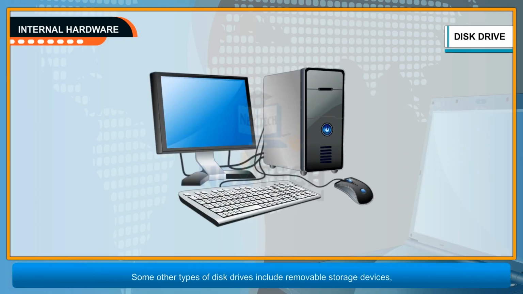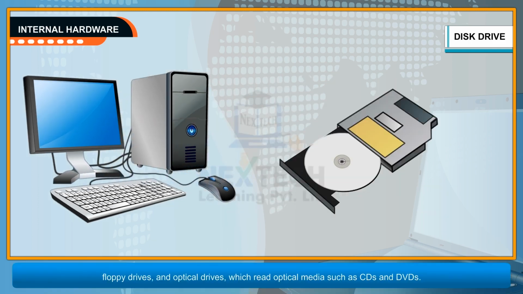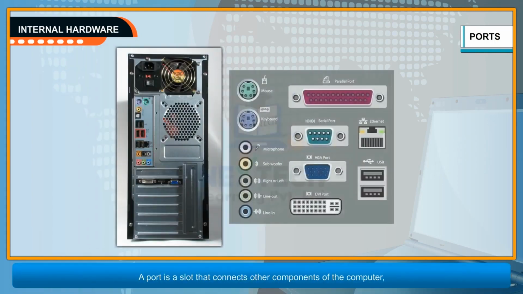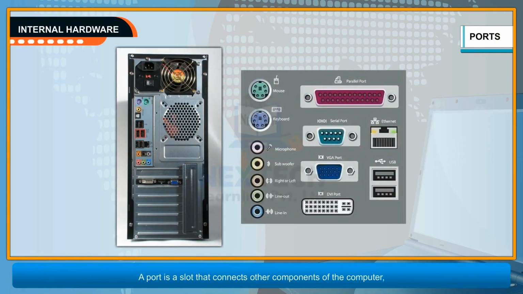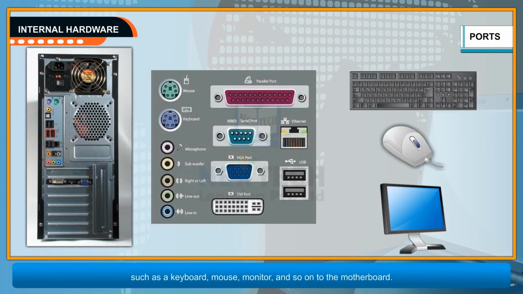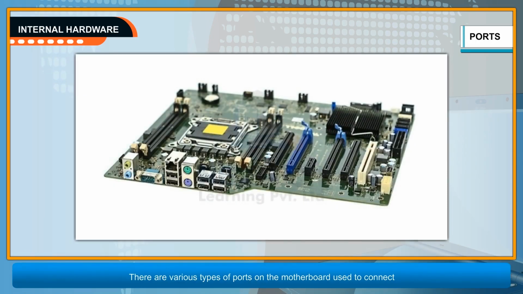Some other types of disk drives include removable storage devices, floppy drives, and optical drives, which read optical media such as CDs and DVDs. Ports. A port is a slot that connects other components of the computer, such as a keyboard, mouse, monitor, and so on to the motherboard. There are various types of ports on the motherboard used to connect internal and external components of the computer system.